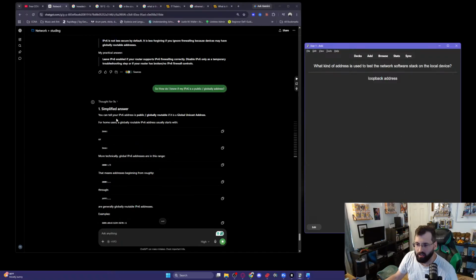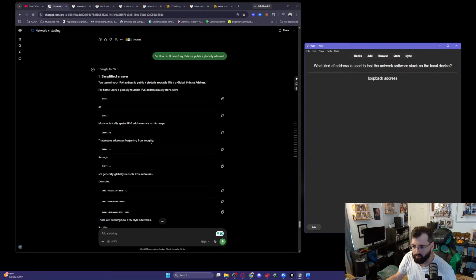You can tell your IPv6 address is public or global routing if the global unicast address from your home user, a global routable IPv6 address starts with a 2xxx or a 3xxx. More technically, global IPv6 addresses are in the range of this. That means addresses beginning from roughly this through this are generally global.